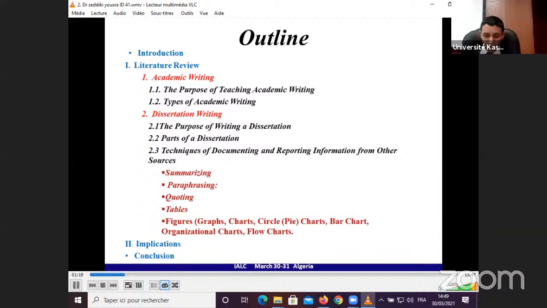The purpose of writing a dissertation, parts of the dissertation, and last but not least, the techniques of documenting information and reporting findings from other sources, such as summarizing, paraphrasing, quoting, tables, figures, graphs, charts, and organizational charts, flow charts, etc.